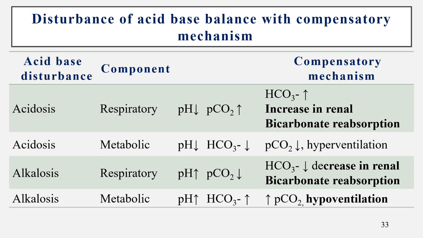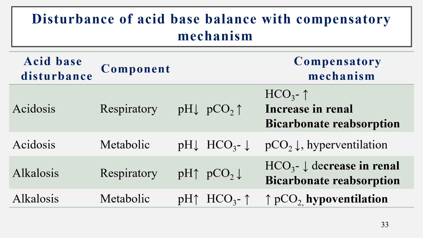Next is the disturbances of acid-base balance with compensatory mechanisms. First one is respiratory acidosis. pH is decreased and partial carbon dioxide is increased. That is the primary change. And the compensatory mechanism is increased bicarbonate by the kidney.